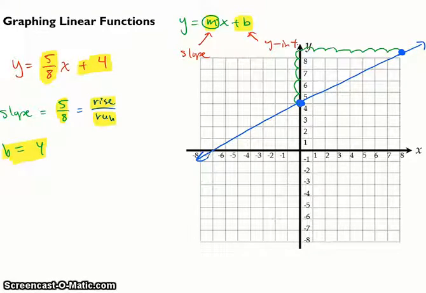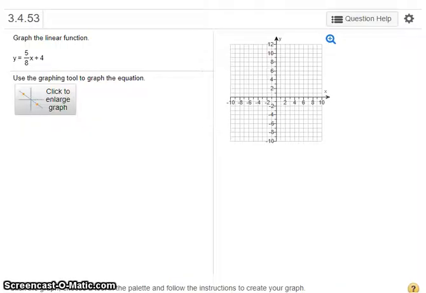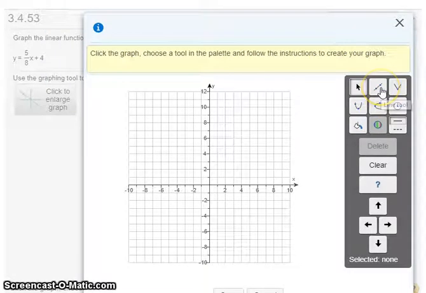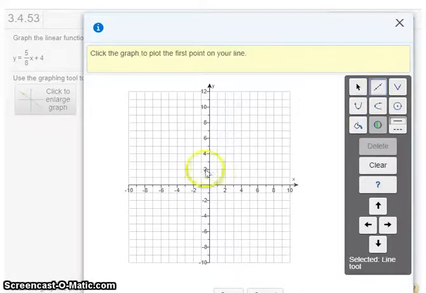Now the next question is, how does that look in my math lab? So let's go over to my math lab. This is the same exact problem. Again, my slope is 5/8 and my y-intercept is positive 4. I'm going to click the plus here to zoom in. I'm going to click the line tool. I know that 1 point is on the 4 on the y-axis because that's the y-intercept. So that's 1, 2, 3, 4. Plot the first point there.